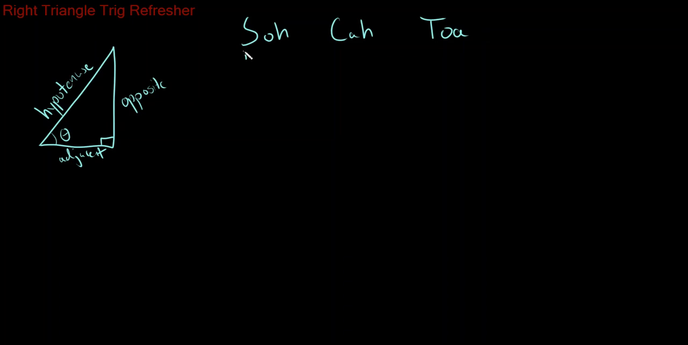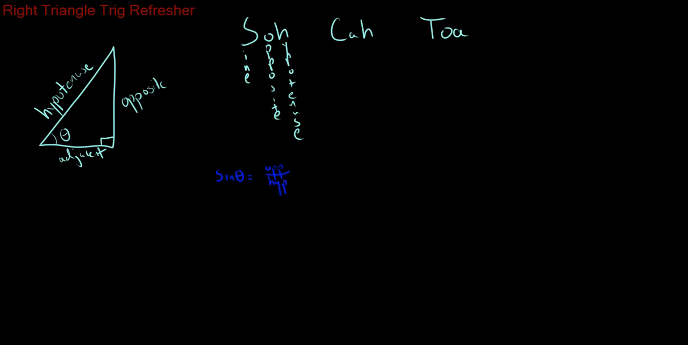The first of which is sine. Now, the trig ratio for sine is opposite over hypotenuse. Sine is opposite over hypotenuse, so you're going to generally see me and many other people shorthand this and say sine of theta is equal to opposite over hypotenuse.